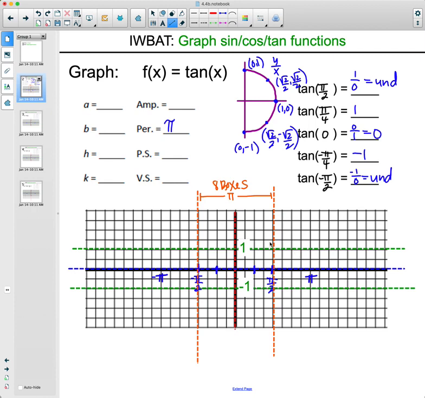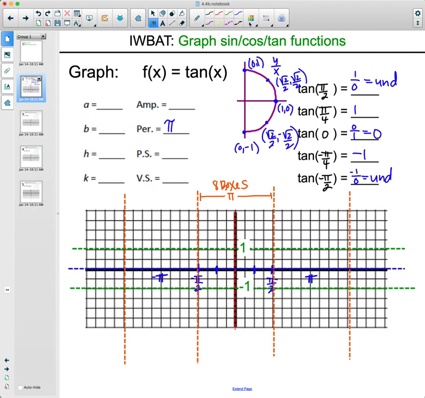So I'm going to count another 8 boxes here. 1, 2, 3, 4, 5, 6, 7, 8 boxes. We're going to have an asymptote. 8 boxes this way, we're going to have an asymptote, for as long as you have a graph. So every period, there's going to be an asymptote.